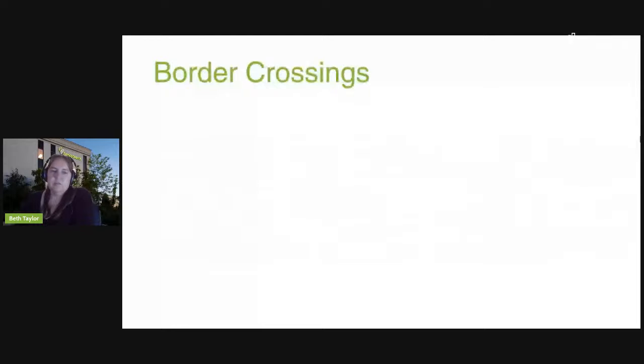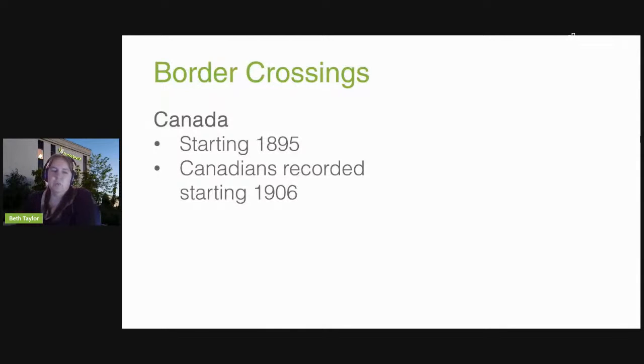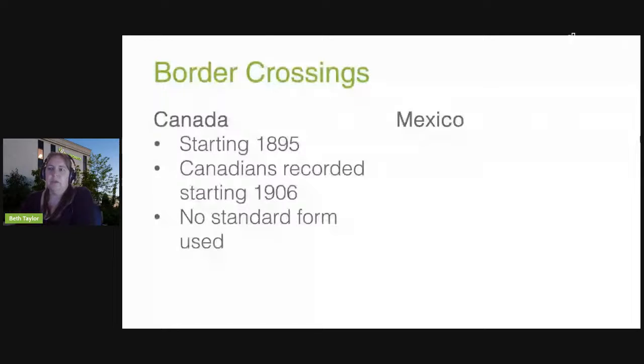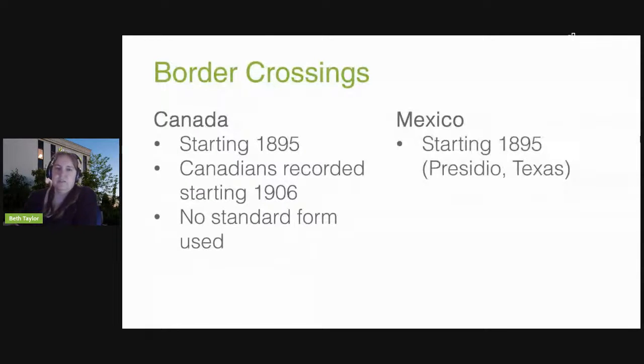We also have records of border crossings. We do get people crossing the border from Canada and from Mexico. From Canada, the records start in 1895. However, they don't include Canadians on those records until 1906. So if somebody had been living in Canada for a few years before they crossed, they're considered Canadian. They might not show up on the border crossing records. Again, there's no real standard form used. From Mexico, same time period starting in 1895, there's an inspection station at Presidio, Texas. However, those inspection stations, they're not all in effect in 1895. So they kind of get constructed as needed.